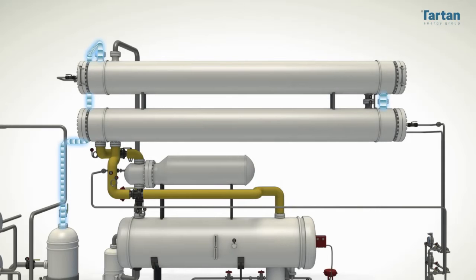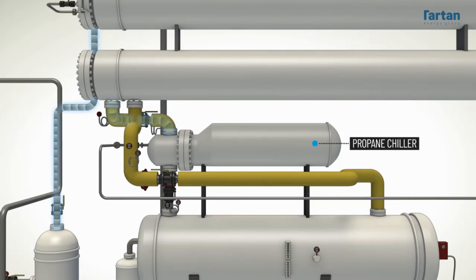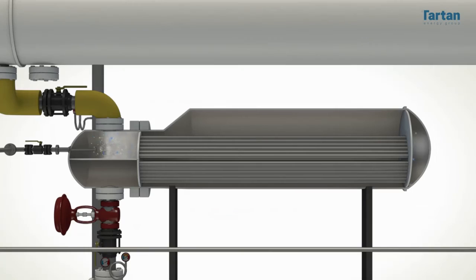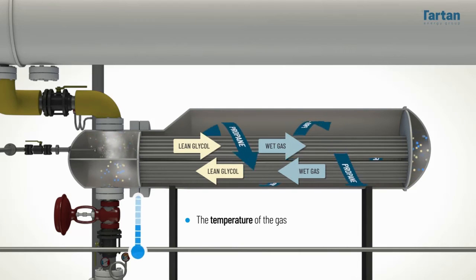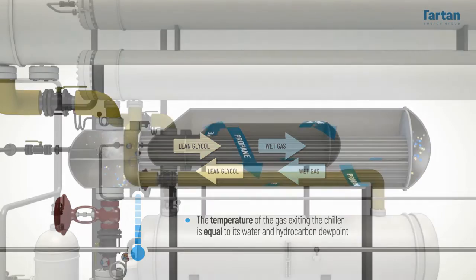After passing through the exchangers, the gas is further cooled in the chiller. An exchanger involving a propane cooling loop, the processed gas enters the tube side, and propane is on the shell side. Theoretically, the temperature of the gas exiting the chiller is equal to its water and hydrocarbon dew point.